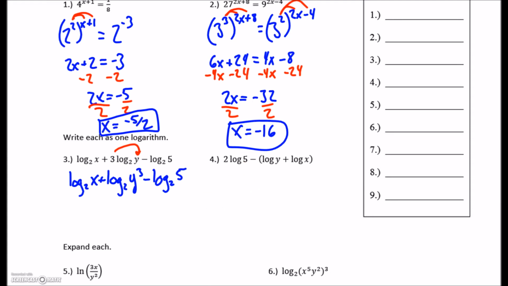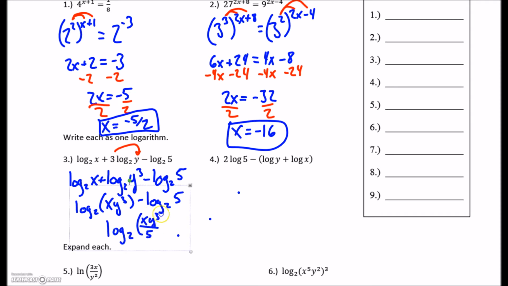So I do the addition here. Addition becomes multiplication inside the logarithm, so it becomes x y to the third inside the logarithm. And now the subtraction becomes division inside the logarithm, so it becomes log base 2 of x y to the third over 5. And I just write that inside of one single logarithm. And that's it.